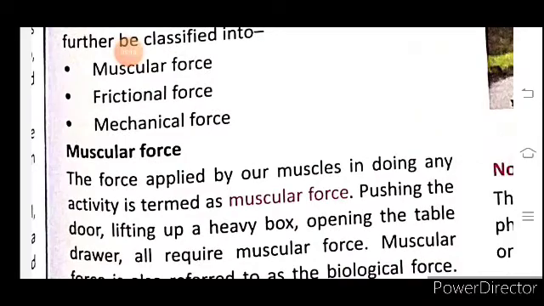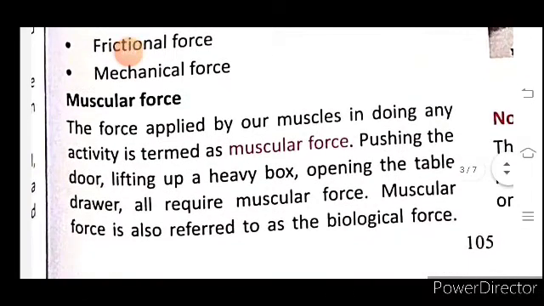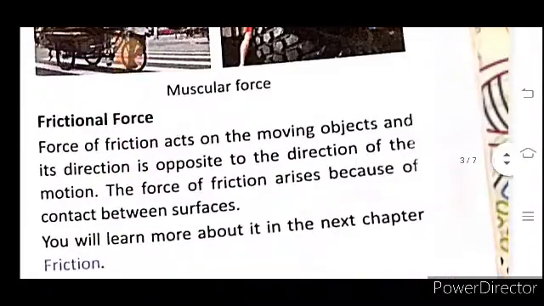Muscular force. The force applied via our muscles in doing any activity is termed as muscular force. Pushing the door, lifting up a heavy box, opening the table drawer all require muscular force. Muscular force is also referred to as the biological force.